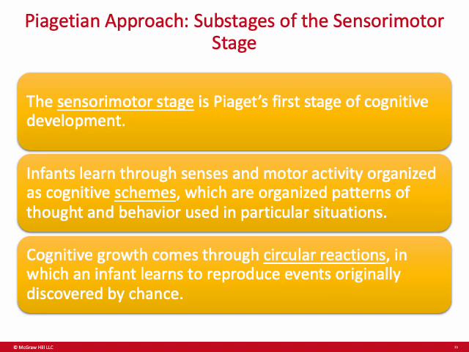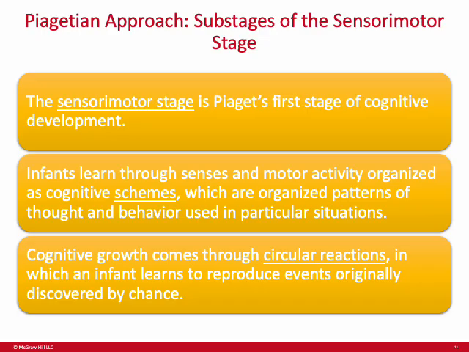The Piagetian approach talks about the substages of the sensorimotor stage. The sensorimotor stage is the first stage of Piaget's cognitive developmental theory. In this stage, infants learn through senses and motor activity organized as cognitive schemes, which are organized patterns of thought and behavior used in particular situations.